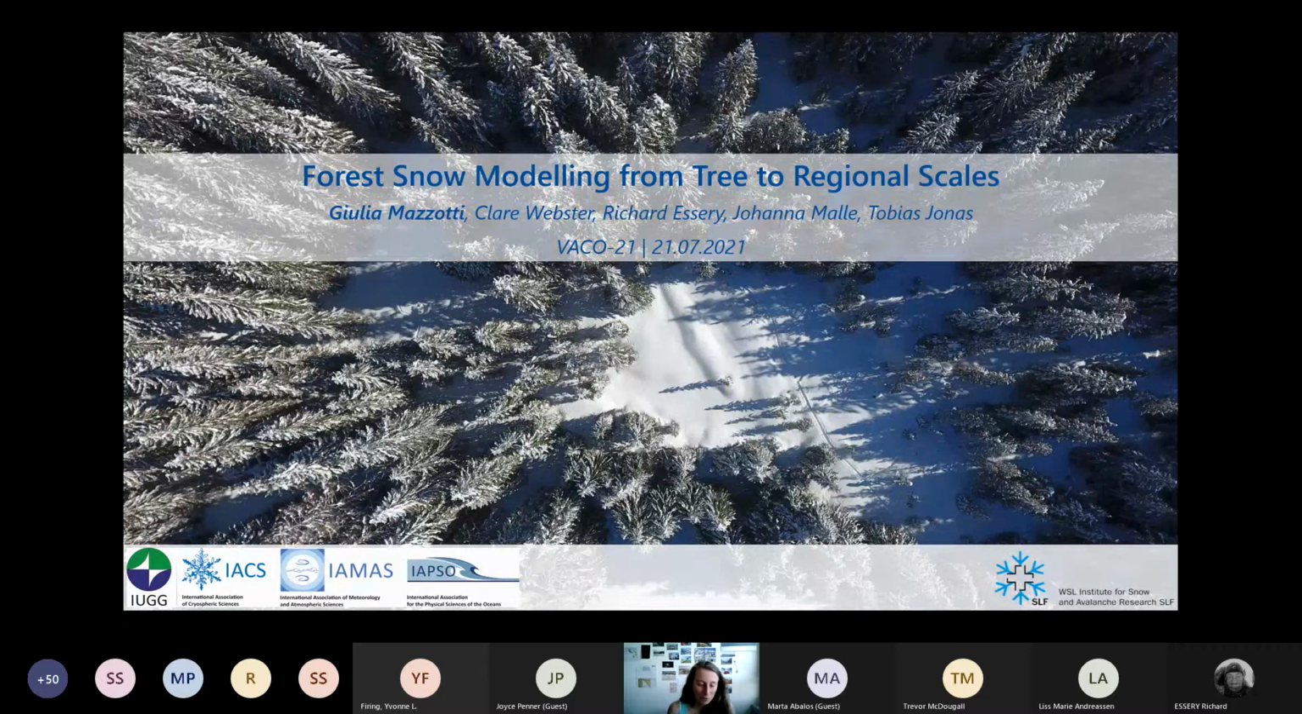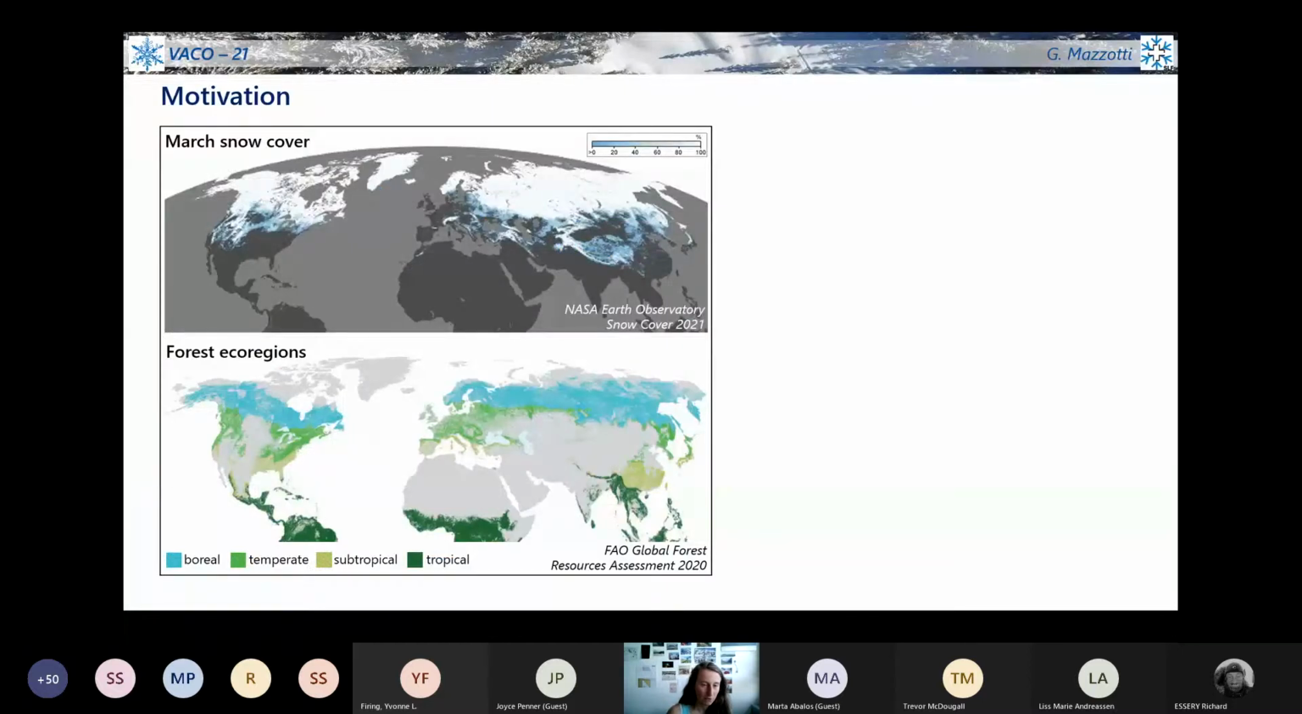And I assume that to many of you in the audience, forest snow may not be the most typical cryospheric research topic. However, as we can see from these two Northern Hemisphere maps showing March snow cover and the forest ecoregions, there is a large spatial overlap between the two. And so it's quite a relevant topic, actually.